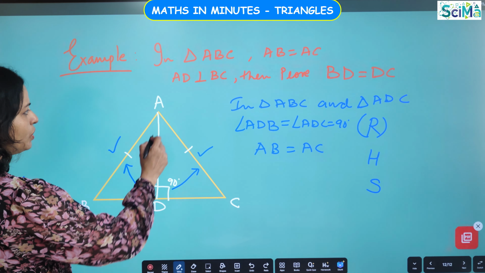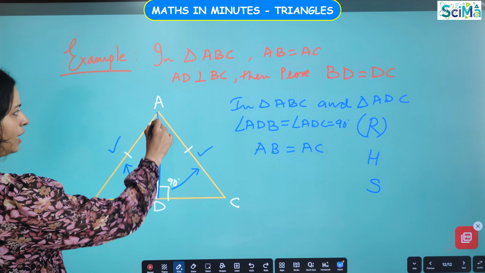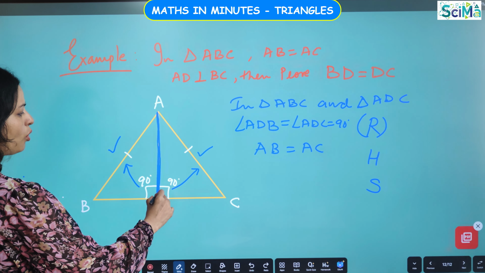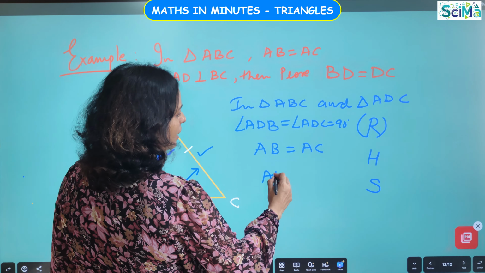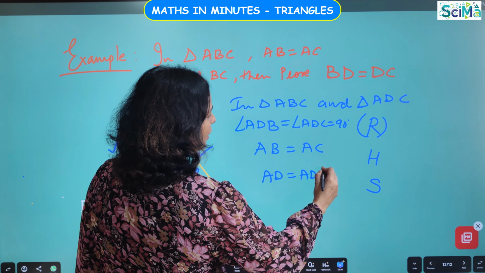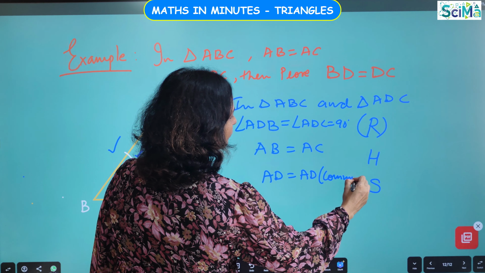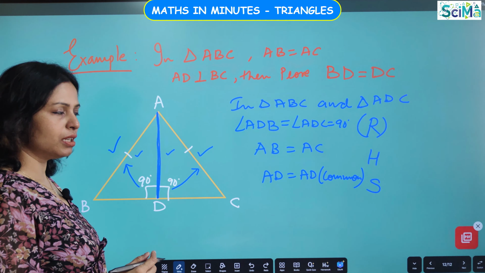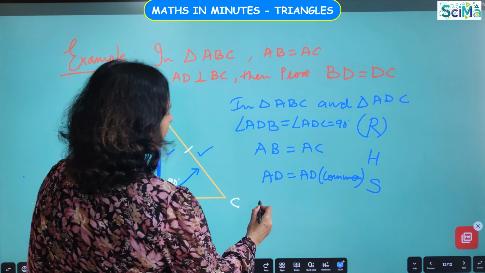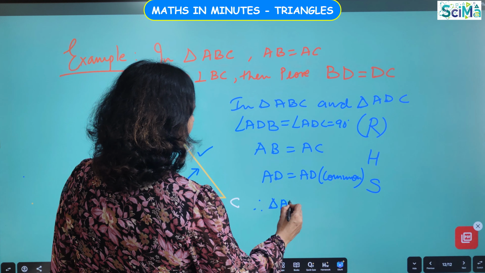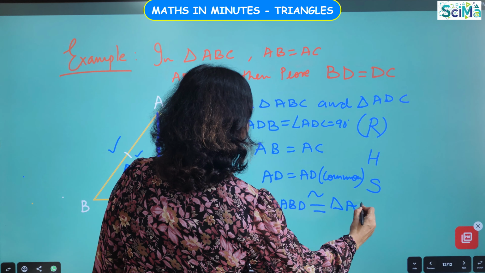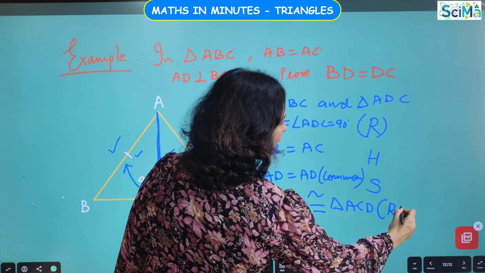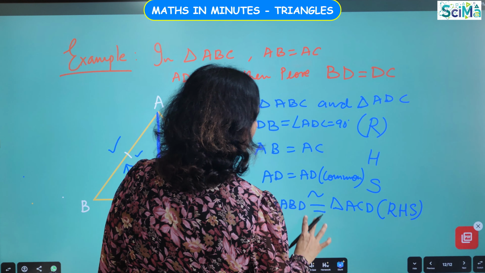And the side, which is the side? This side, AD is common. AD is the common side between both the triangles. So you can write AD is equal to AD, common. So it is very clearly visible that triangle ABD is congruent to triangle ACD. By which rule? RHS.